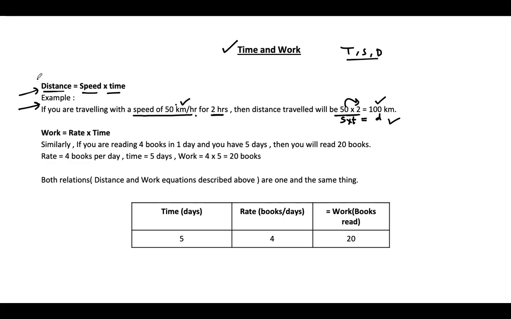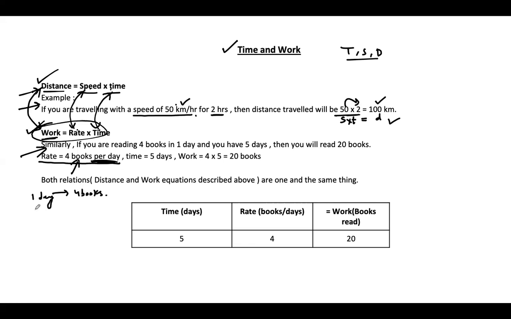As distance is equal to speed into time, work is also equal to rate into time. Distance is equivalent to work done, speed and rate are the same thing, and time is the same. If you want to remember this formula, just remember this example. If you are reading 4 books per day, always simplify like this. In 1 day, you are reading 4 books. So in 5 days, how many books will you be reading? 5 into 4, which is 20. So this is the total number of books, which is your work done.